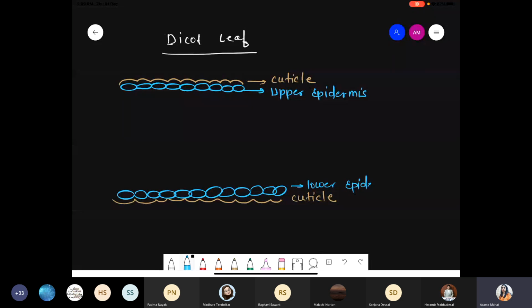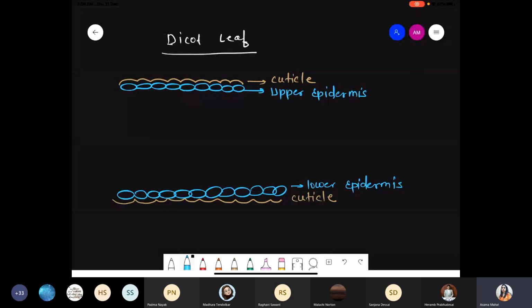I hope you remember, last class we already discussed one specific name for the upper epidermis and the lower epidermis, meaning the upper side and the lower side. I hope you remember it is simply called abaxial for the lower side, and adaxial for the upper side. So upper and lower epidermis.